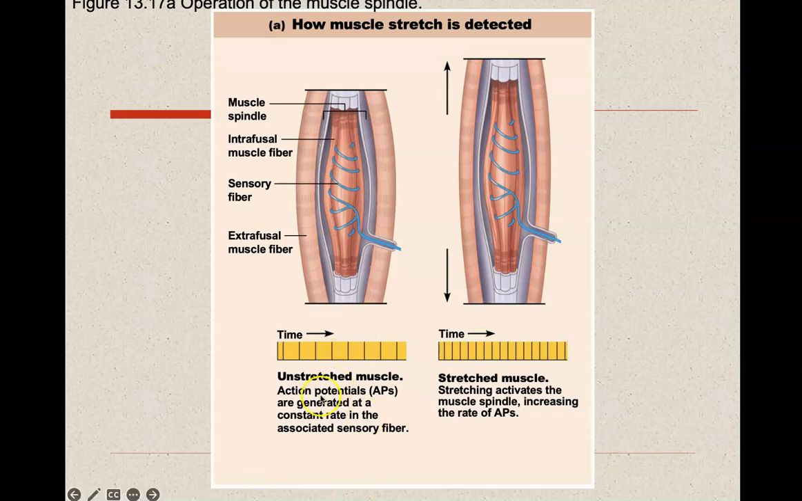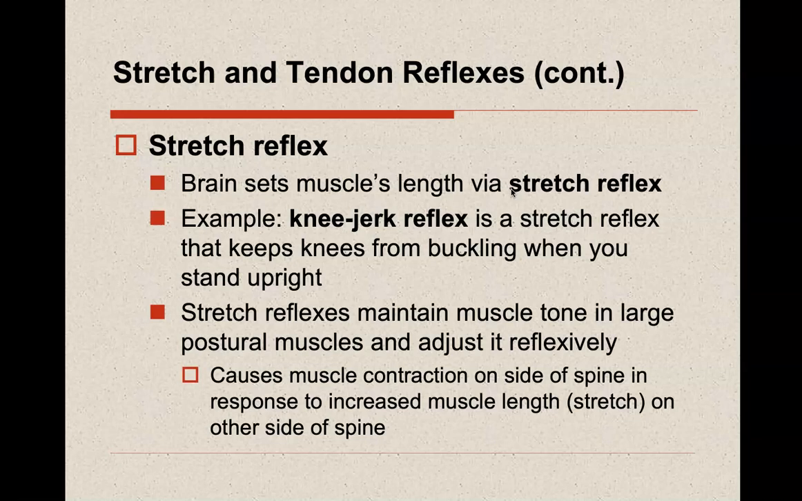So in an unstretched muscle, they'll show you action potentials are generated at a really constant rate associated with that sensory fiber. As that muscle is stretched out, the stretching activates this muscle spindle and it increases the rate of action potentials. And so the more that muscle is stretched, the faster the rate of action potentials will be. Okay, so that's how those work.